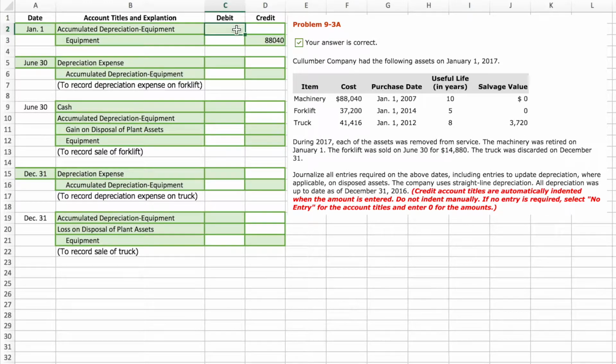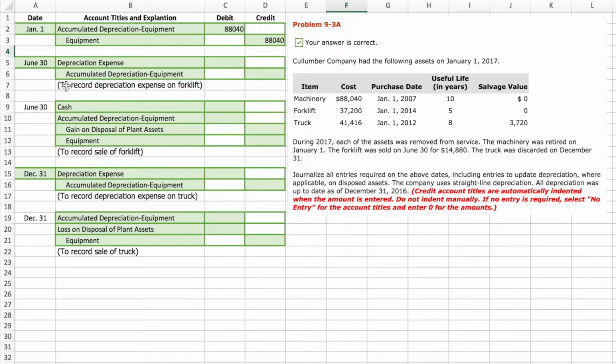I do have this up in an Excel program because I've already completed it in the Wiley Plus assignment. So just to make it a little easier on you guys, I wanted to go through it with you. So just follow along with me here. We'll go ahead and enter those figures in here. Alright, so we're going to move on to our next entries.